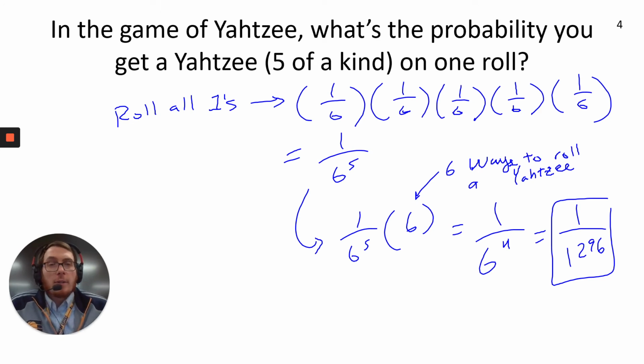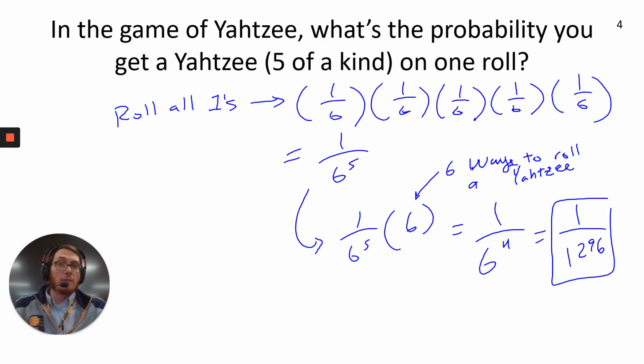The next question deals with the game of Yahtzee. So let's first talk about the game of Yahtzee. If you don't know what we're talking about, the game of Yahtzee is 5 dice and you roll them. Now you get more rolls and things like that. You get 3 rolls typically to figure out what you're going to do. We're trying to say what's the probability you get a Yahtzee, which is a 5 of a kind, all 5 the same number on one roll.